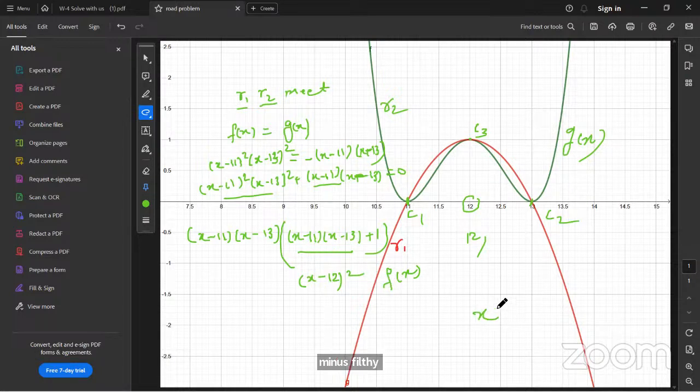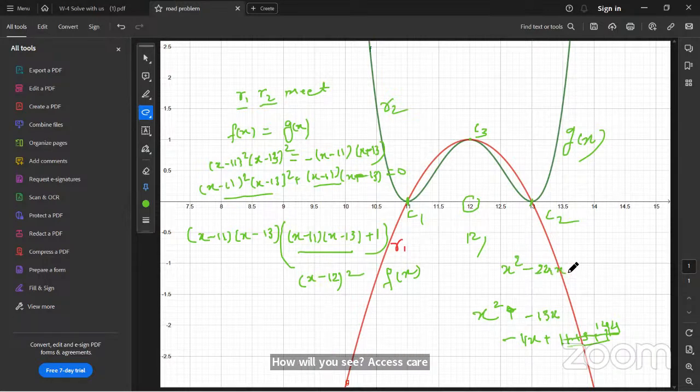How will you see? See, (x minus 11)(x minus 13) is x square minus 13x minus 11x plus 13 times 11. How many are 13 elevens? Can someone multiply for me? It is 143, plus 1, so it will become 144, right? And this is minus 24x. So this will become x square minus 24x plus 144. So this is exactly the same as what?